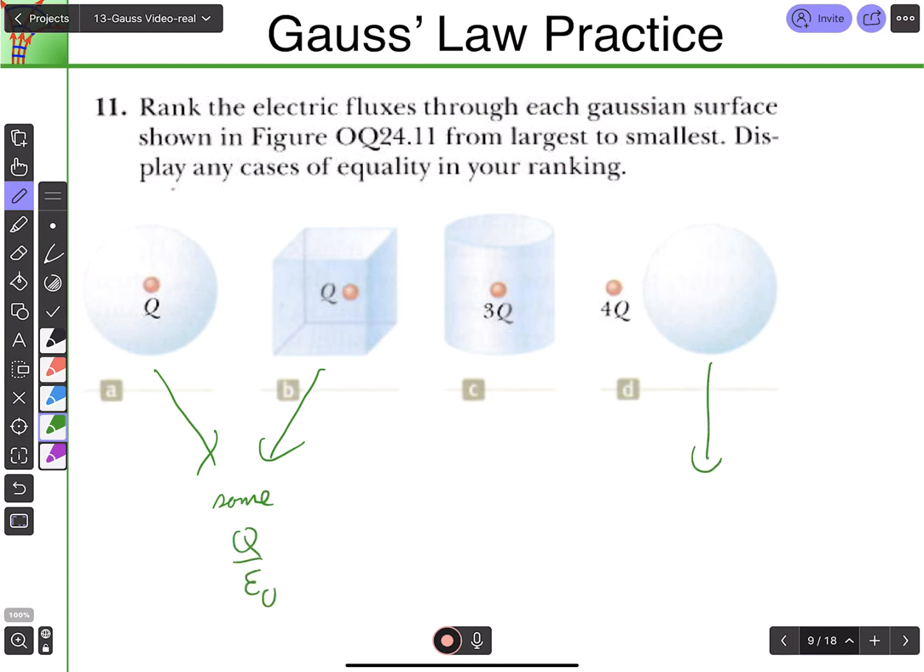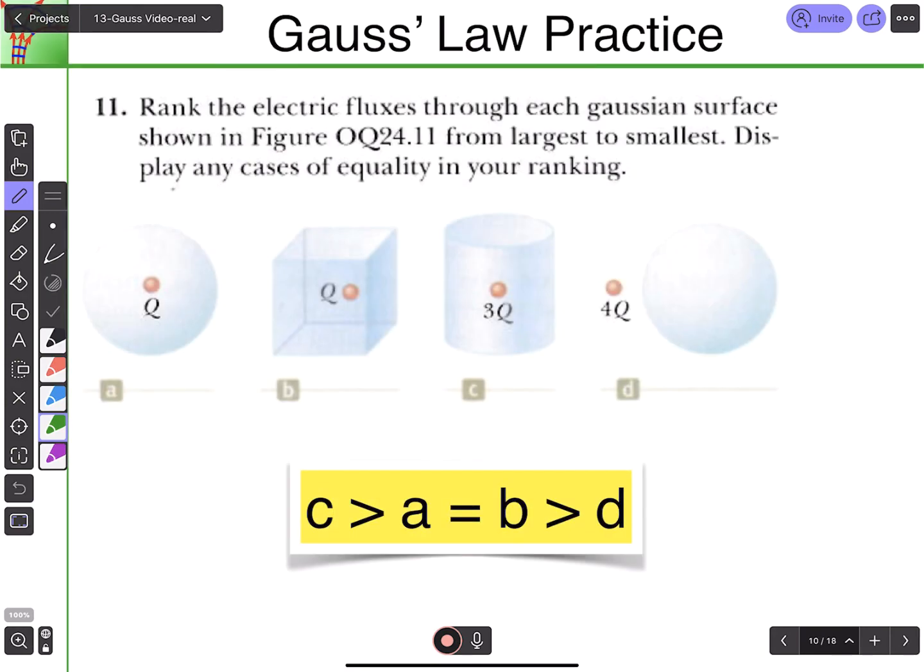This one, Q enclosed is 0. There is no charge inside it. That 4Q next to it does not contribute to the net flux. So the total charge inside that one will be 0. The total flux of this one will be 0. This one will be 3Q over epsilon naught. So C is the largest because it has the most enclosed charge, then A and B. And then D is going to be the least because it has no enclosed charge.